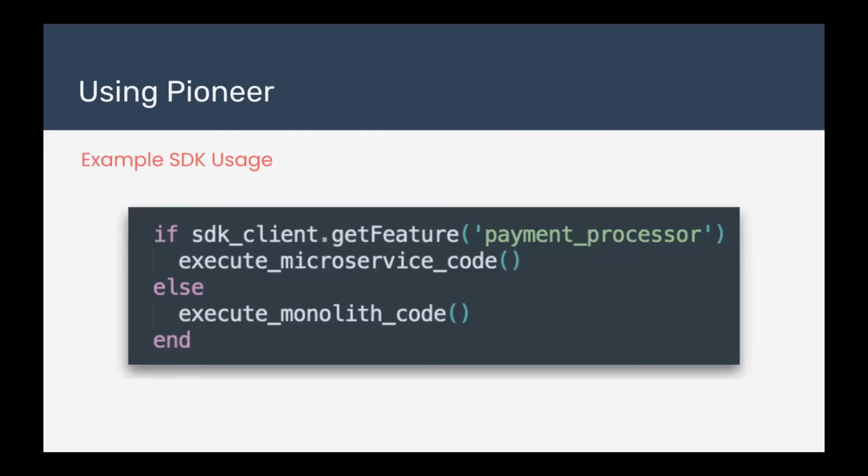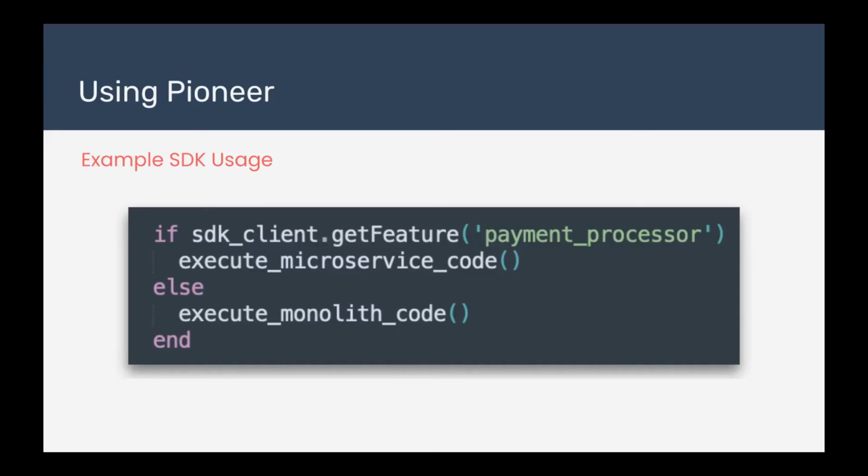Let's harken back to our Harvest Delivery hypothetical. One of the logical components that Harvest Delivery plans to extract out into a microservice is their payment processor. Here in the code example on this slide, we see what a conditional statement evaluating the payment processor flag might look like in Harvest Delivery's code base.